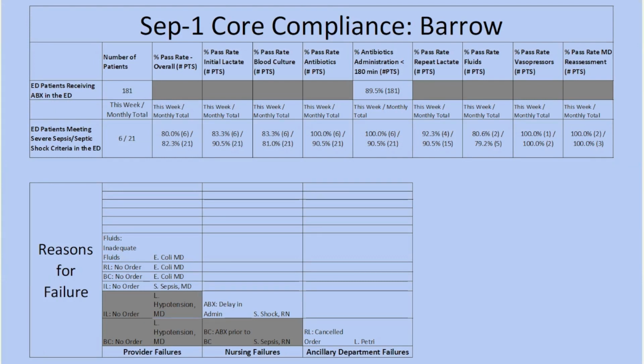I will tell you this is fake data that's in here because as you see from the bottom, we do show their failures and we also attribute that to a provider or nurse depending on which one it would fall to, as well as if it's an ancillary department, because occasionally we might have a lab or a pharmacy or maybe even respiratory input into that failure. And this is provided on a weekly basis.